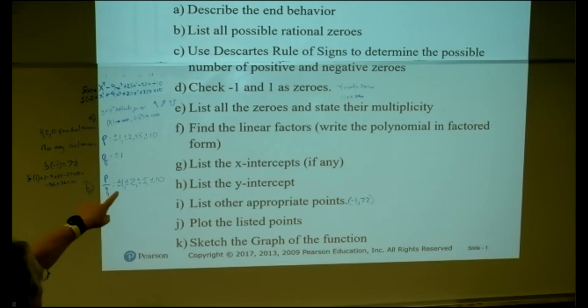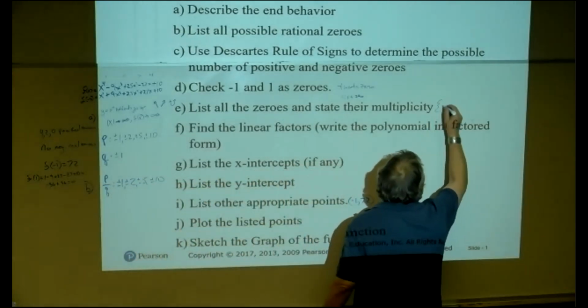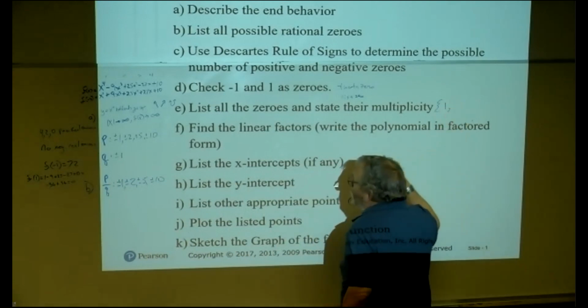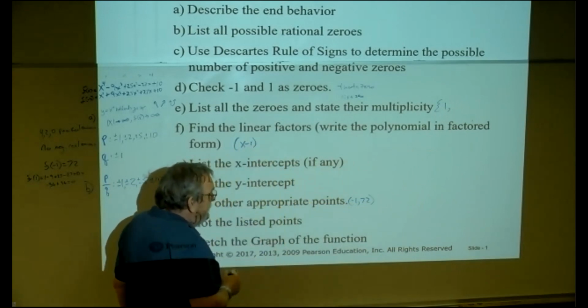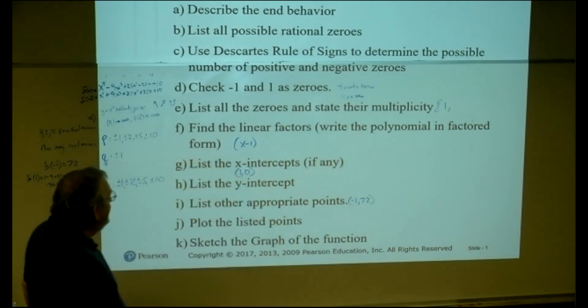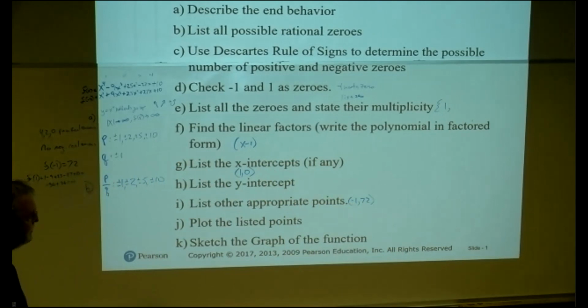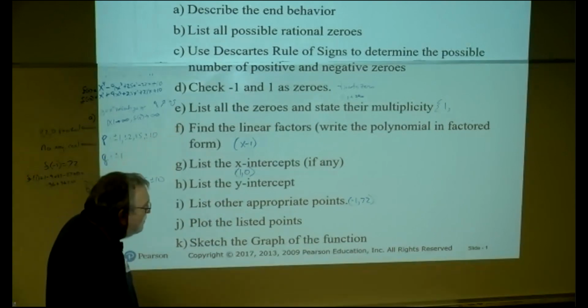Now, what am I doing now? Oh, now we're listing all the zeros. I know 1 is a 0. So I'm going to start right away by doing synthetic division using 1. So I know that 1 is a 0. And that tells me that x minus 1 is a factor. And that tells me that the point 1, 0 is an x-intercept. So finding that 1 was a 0 also answered part of E, F, and Q.